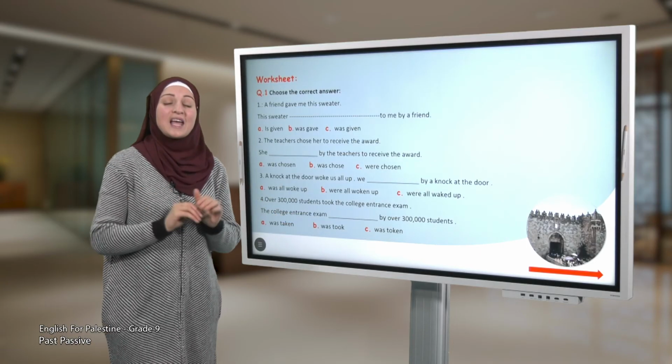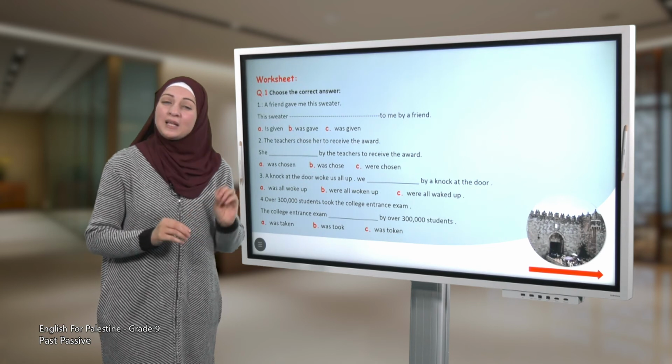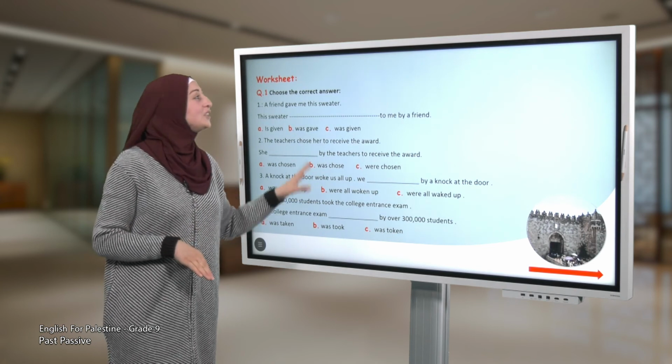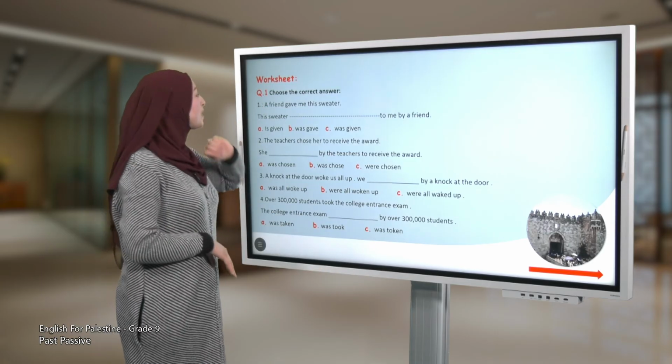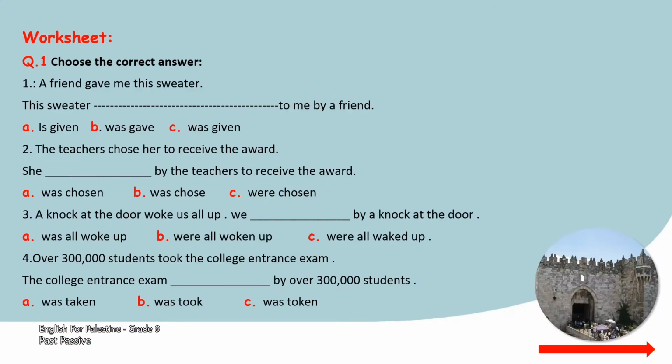Are you done? Now you have a task to do. Please read the questions carefully, then do the following questions. Question number 1. Choose the correct answer. 1. A friend gave me this sweater. This sweater is given, or was gave, or was given to me by a friend. Number 2. The teacher chose her to receive the award. She was chosen, or was chose, or were chosen by the teacher to receive the award.